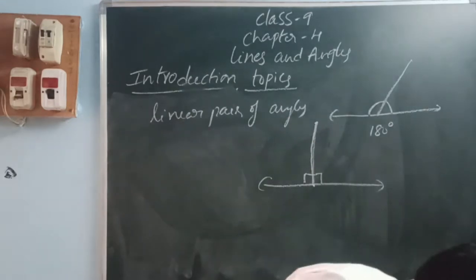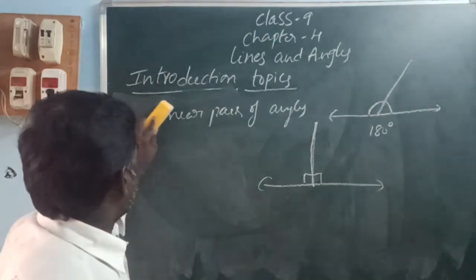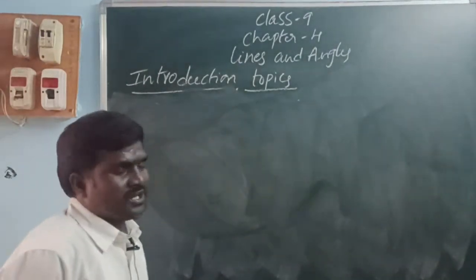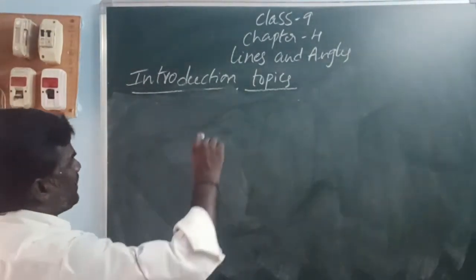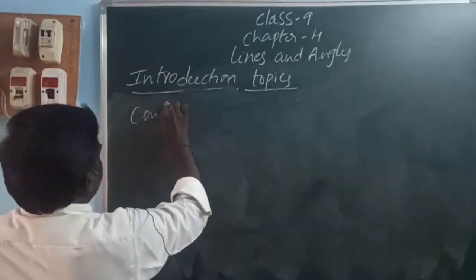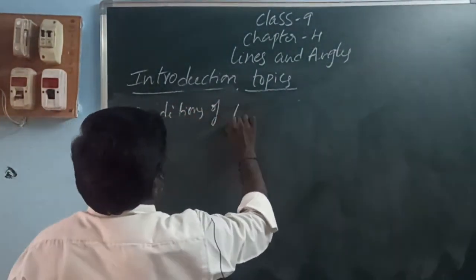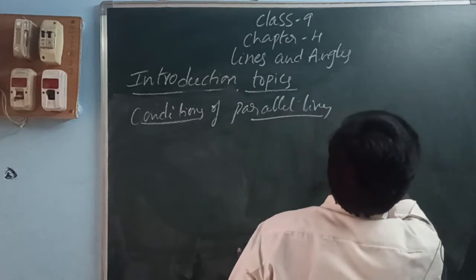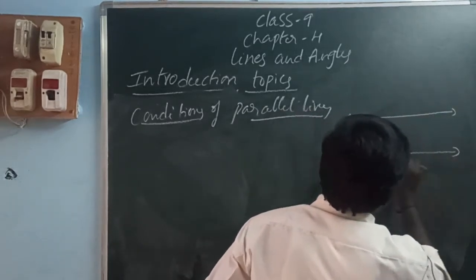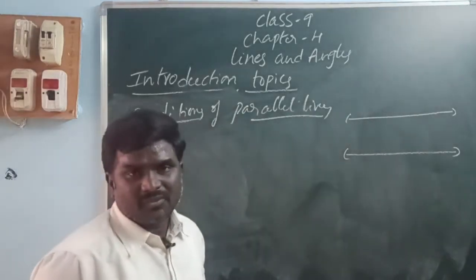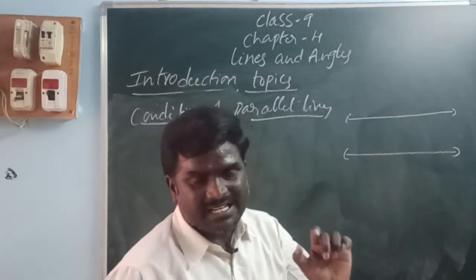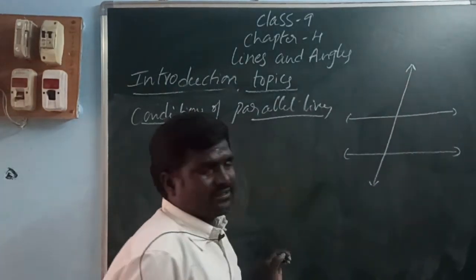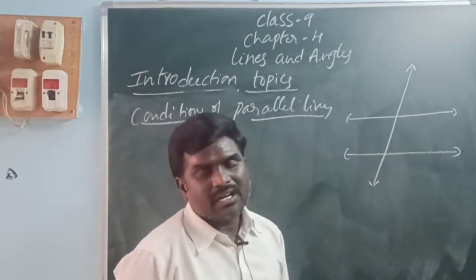Next one, conditions of parallel lines. Before you go to parallel lines, know about the transversal line. Here it is one line, and here is another line. The distance between the two lines is the same. Therefore these two lines are parallel lines. Transversal line means a line which passes through parallel lines and meets them at distinct points. That line is called a transversal line.